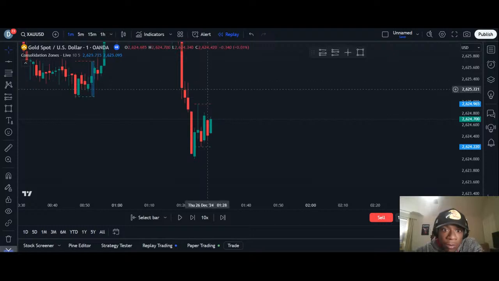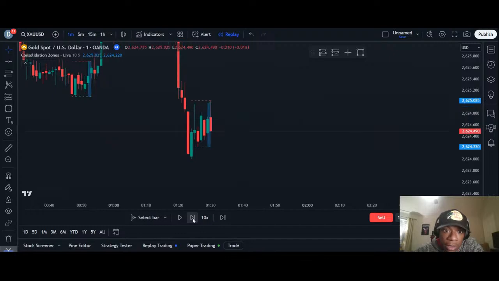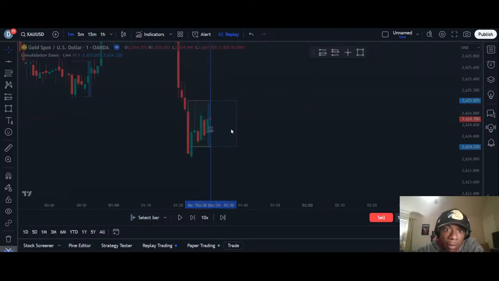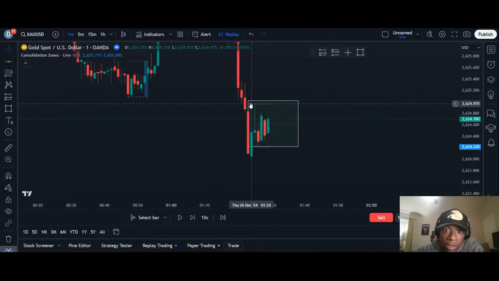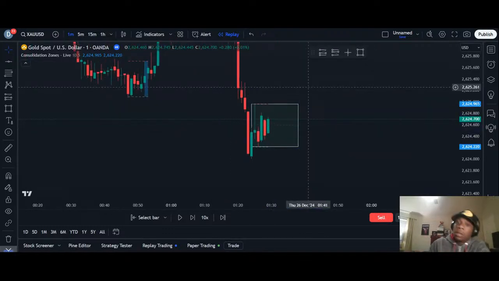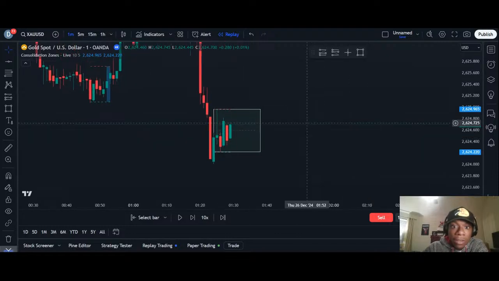So peep this. You see how the zone is originally right here? On this next candle, it got pushed up. So if you wasn't paying attention, you'd think that the zone is right here. That's what you would think it is. But actually, when the zone originally formed, it was right here. The margins matter more than you think. So this is the zone.